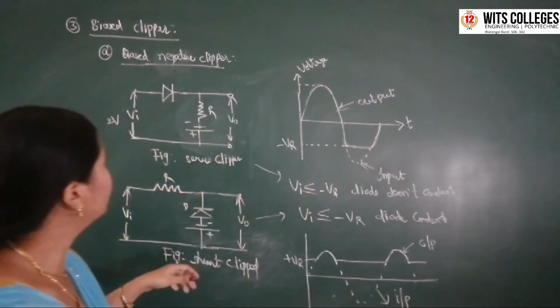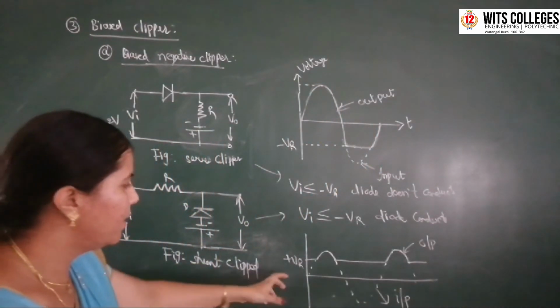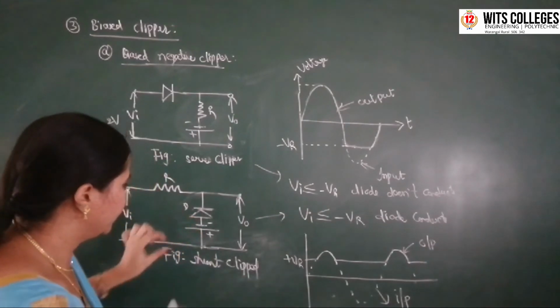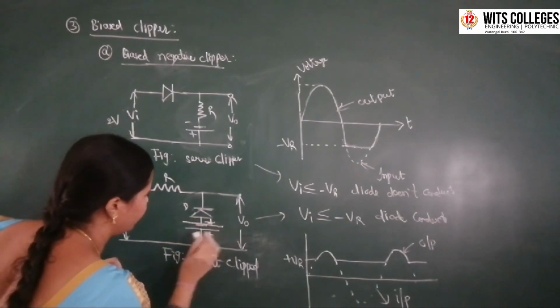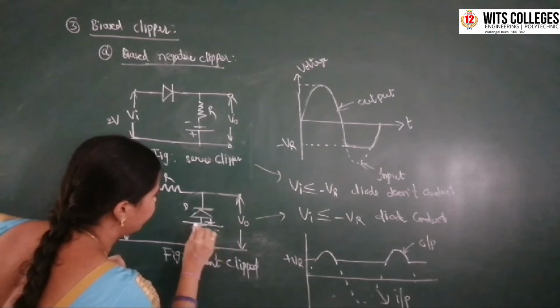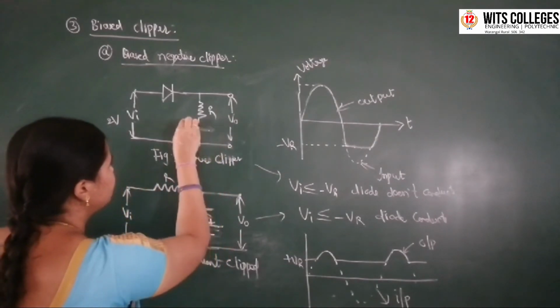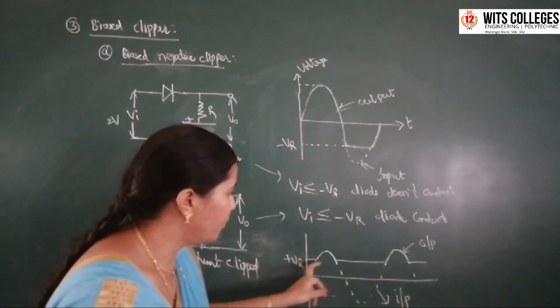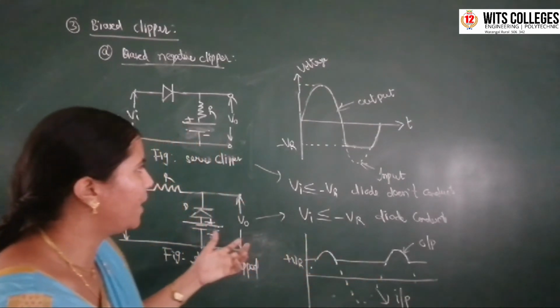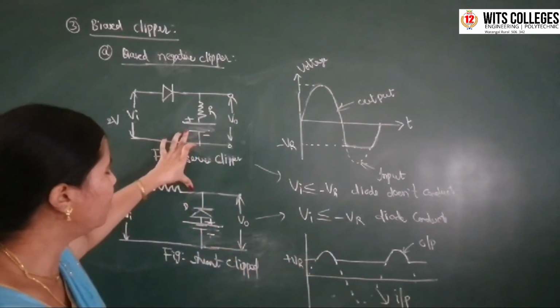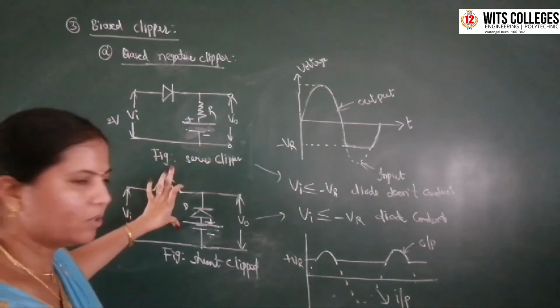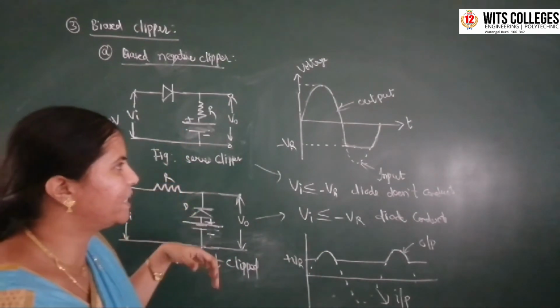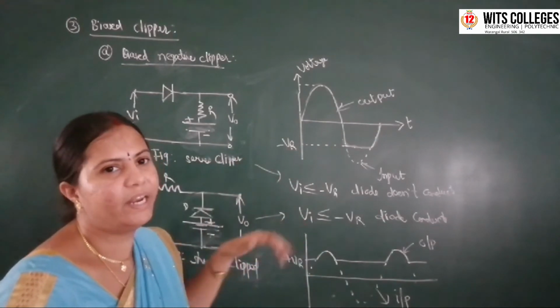So coming to the biased negative clipper, by changing the polarities, that means if you are giving the positive half cycle here and the negative half cycle like this, positive half cycle here, negative half cycle here, this is the output waveform. So that means, depending on the biasing voltage, the signal will be clipped off either on the positive side or the negative side.